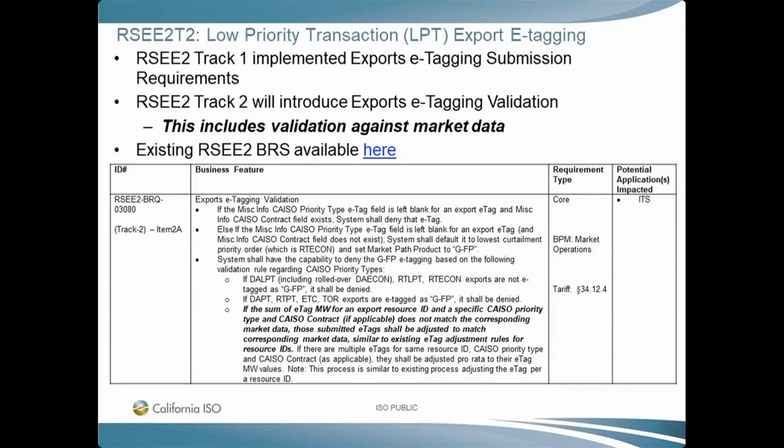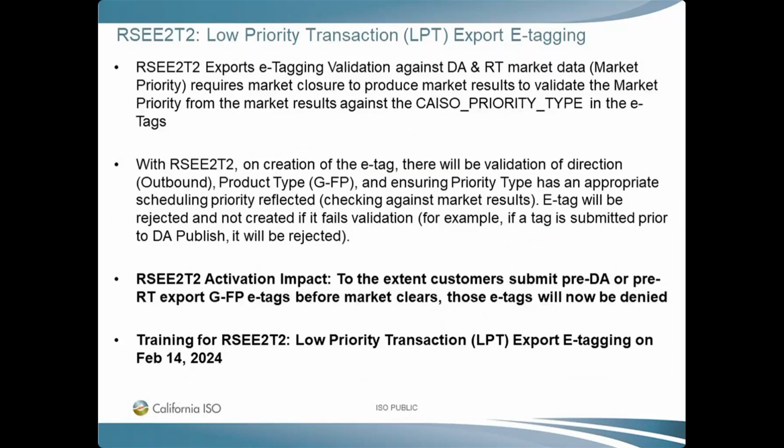Okay. All right, and I do have some additional slides here that we've already covered. At the last RUG two weeks ago, we discussed the timeline change due to the validation of these LPT or export GFP tags against market data. These are reference slides here, and basically the summary is that with RSEE2 Track 2, to the extent that customers submit pre-day-ahead or pre-real-time export GFP e-tags before the market clears, those e-tags will now be denied. We will cover this in more detail with our SMEs in the training set for February 14th next week. We look forward to that conversation with customers.